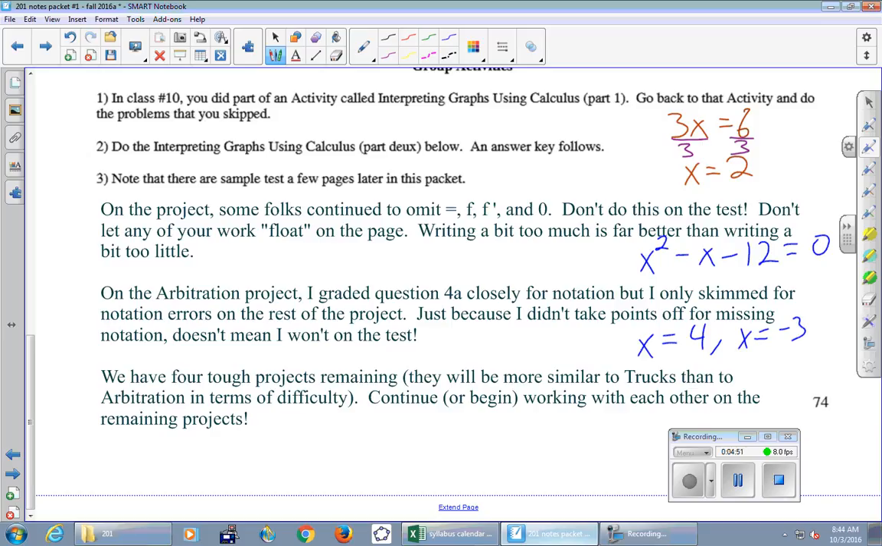Just because I didn't take points off doesn't mean I'm giving you my approval to omit Fs and F primes and things like that. This was me trying to save myself more hours.